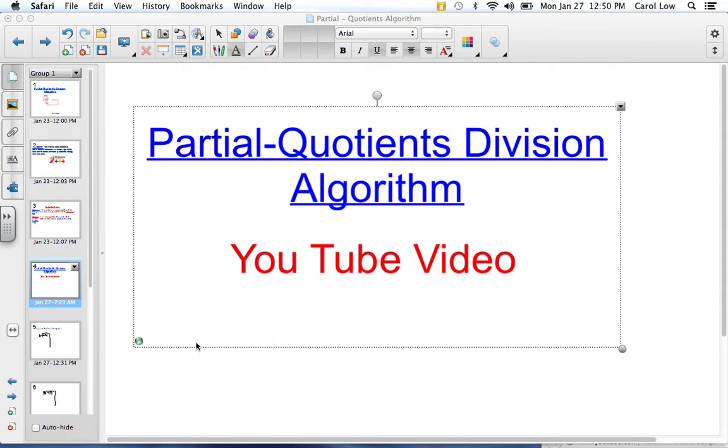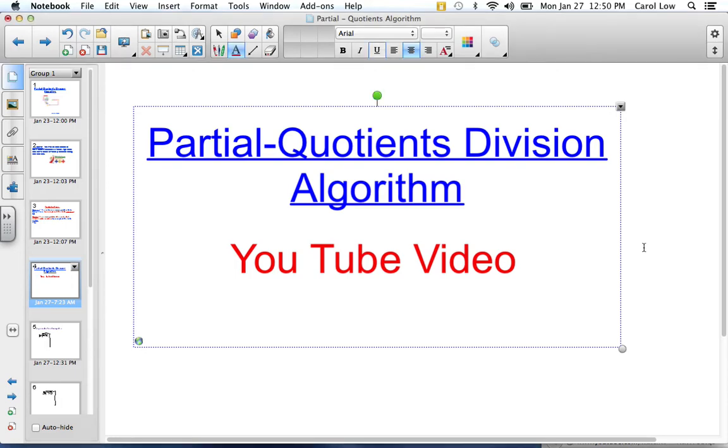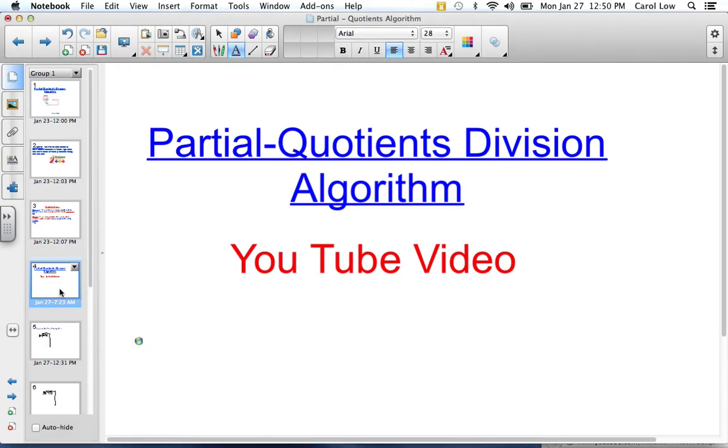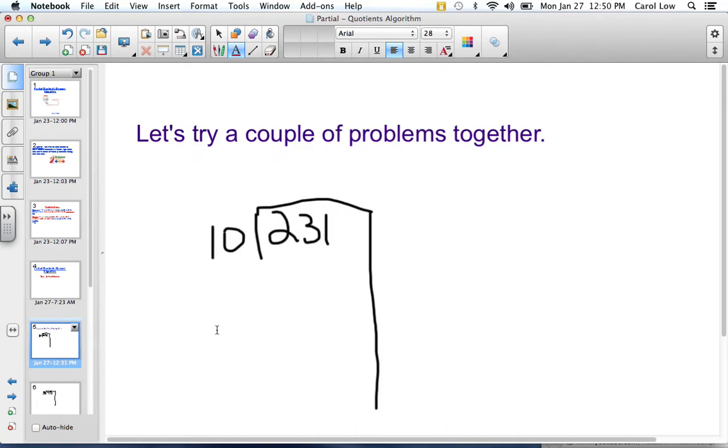So you had a little introduction to that. And now what we're going to do is we are going to do some problems together. So let's go on. So the first one is 231 divided by 10. And I already wrote it down, and here's my line on the side. And if you're not that great with your division or your multiplication facts, this is a really slick method then. So what I'm going to do is I'm going to put it in there 10 times.